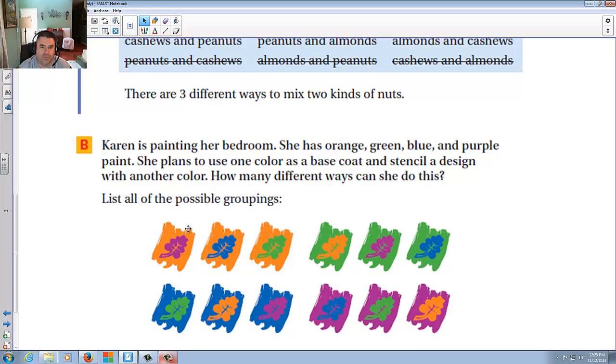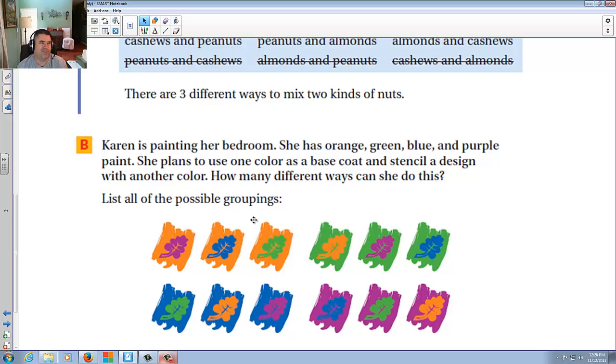So basically they're saying she could use one coat as the base. So let's say the base of the wall is orange, or the base of the wall could be green, or blue, or purple. So it's going to be one of those 4 choices. And then she has 3 other options to choose from. So if she picks orange as her wall color, she can pick purple, blue, or green for her stenciling.